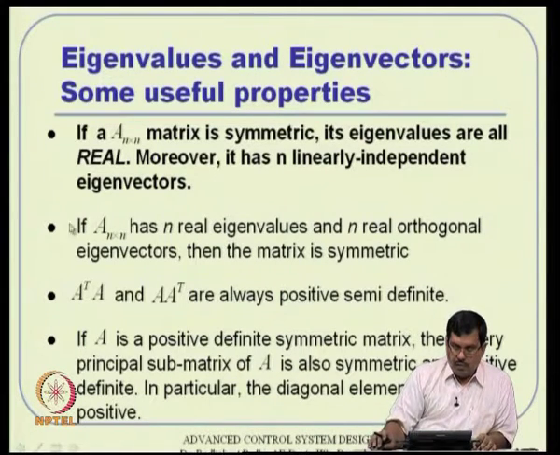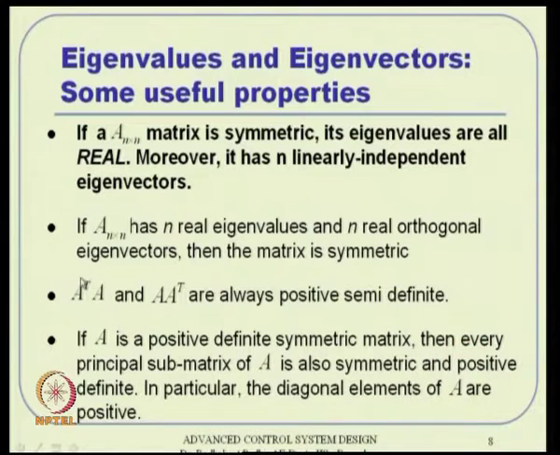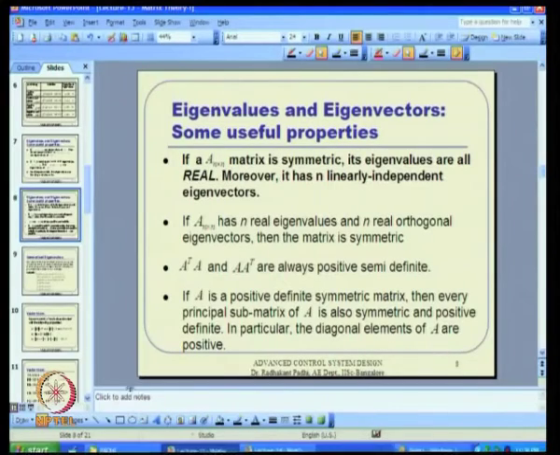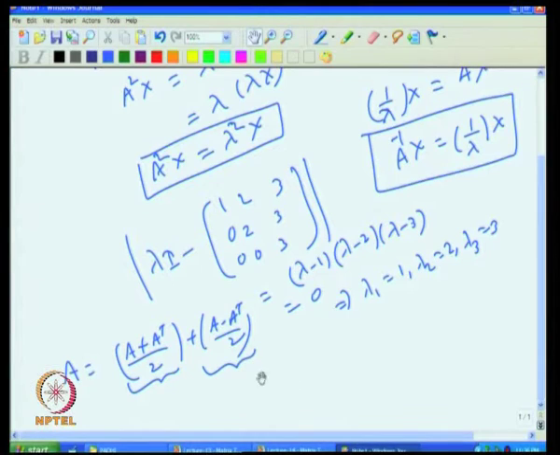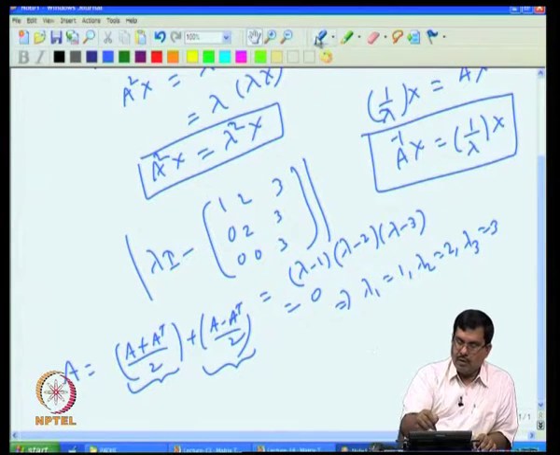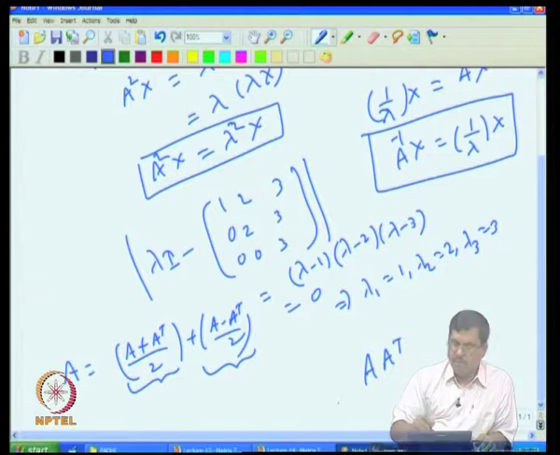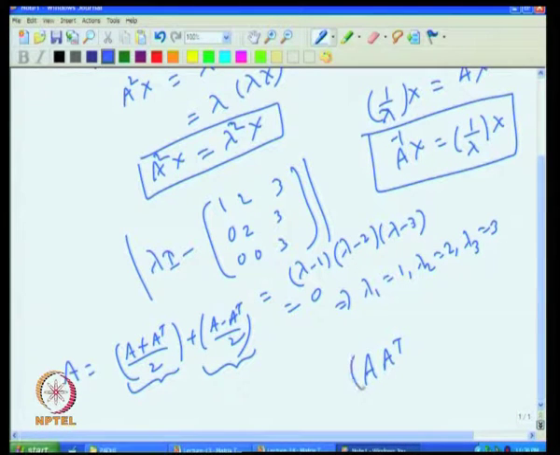Now, the next property, which is very handy many times: if you have a matrix like A transpose A, this is guaranteed to be positive semi definite always, and it is not that difficult to show either actually. So, how do we show that? If you have a matrix A transpose A, then what you do is multiply it with x transpose and x, that is what you really want.